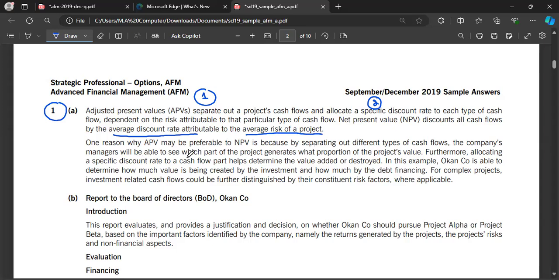Now, one reason why APV may be preferable to NPV is that by separating out different types of cash flows, the company's managers will be able to see which part of the project generates what proportion of the value. Like we have distributed the APV and the financing side. All the cash flows relating to the finance are dealt with here. So in this example, Okan company is able to determine how much value is being created by the investment, meaning from this base case NPV, and how much by the debt financing. For example, the project's investment-related cash flows could be further distinguished by their constituent risk factors where applicable. So it was very easy.